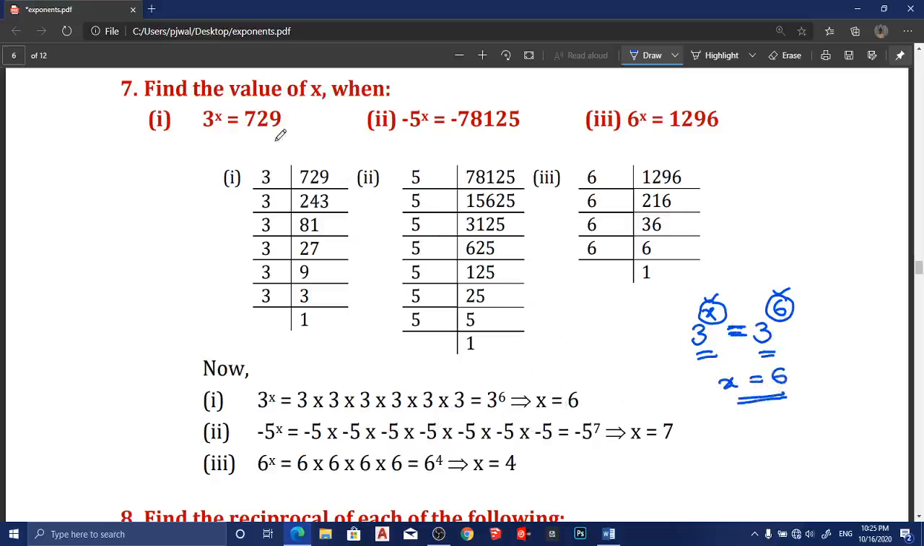So like this you have to find out the x value here. Okay, so see the base and convert the given number in the form of a number having the same base as the left side, and compare the exponents. It's very simple. Okay, it's very simple.